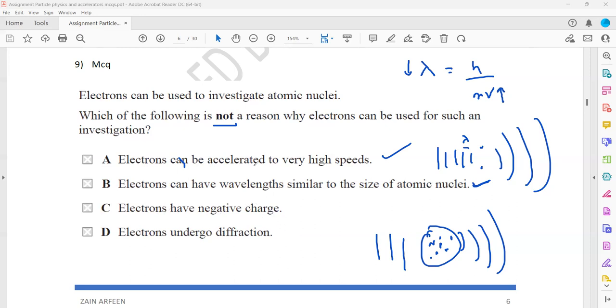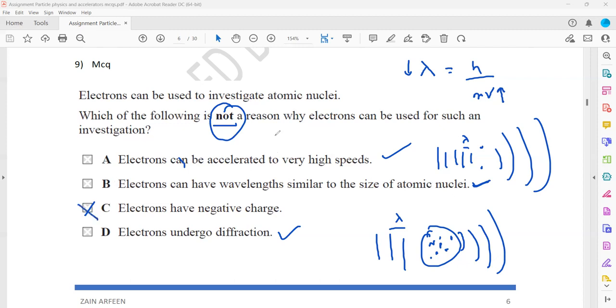Electron has negative charge. Which of the following is not a reason why electrons can be used for such an investigation? So the electron having a negative charge is not a valid reason for this investigation. Electrons undergo diffraction. An electron will diffract when it is passing through a gap. If the size of the gap is approximately equal to the wavelength, then the electron will have maximum diffraction. So even though the electron is negatively charged, that is not the reason for using it for this investigation.